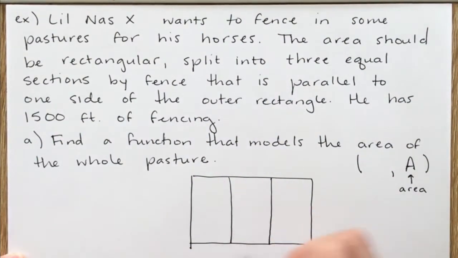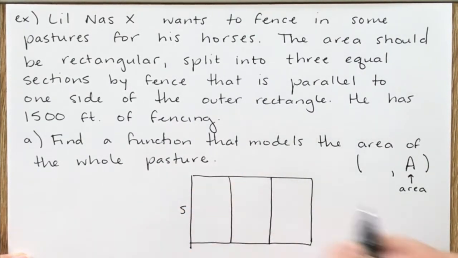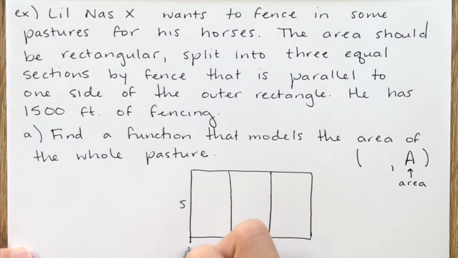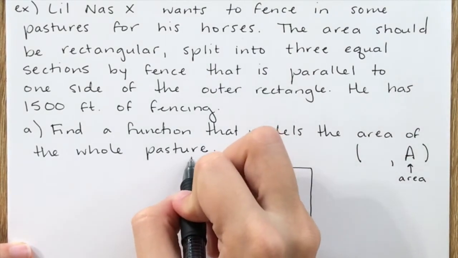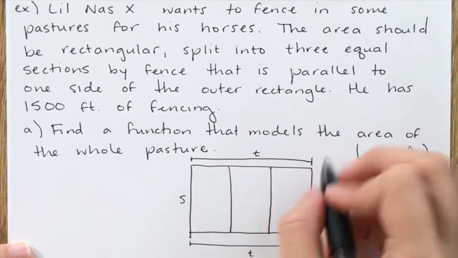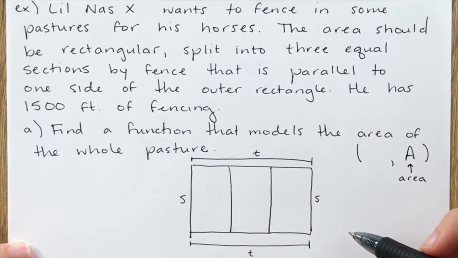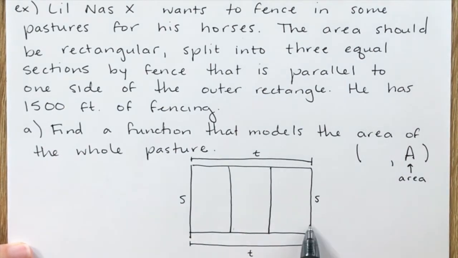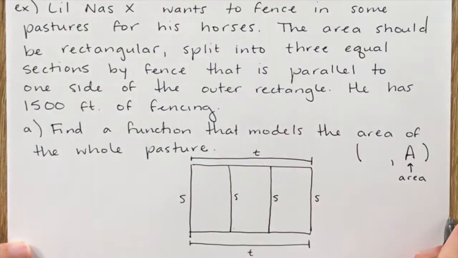So what should we name these sides? I'm going to deviate from the norm here, and instead of using X and Y, I'm going to use something different, maybe like S and T. So I'm going to let this side be S and this side be T. This whole side is going to be T. If this side is T, then this whole side is also going to be T as well. Similarly, if this side is S, then this side is going to be S. All we need to do is figure out these lengths. But again, because this is a rectangle and because these are parallel, these lengths are also going to be S.